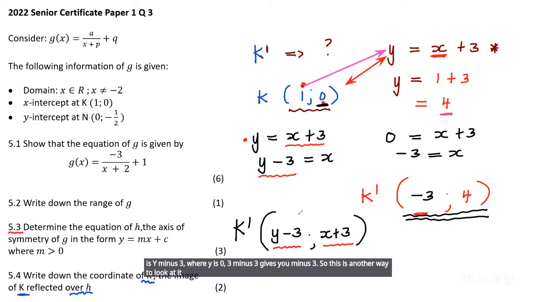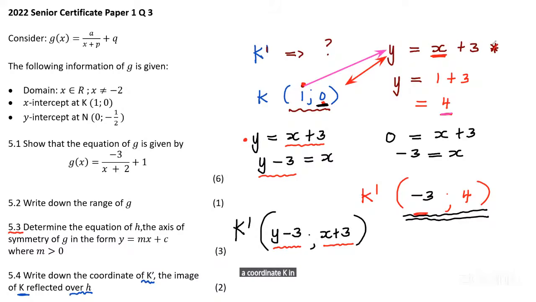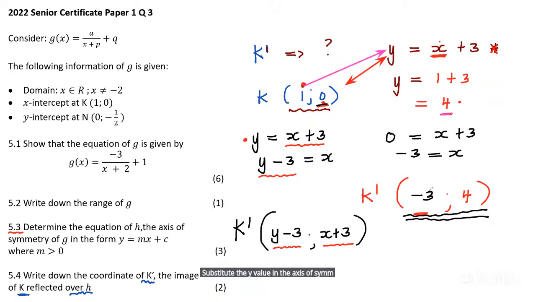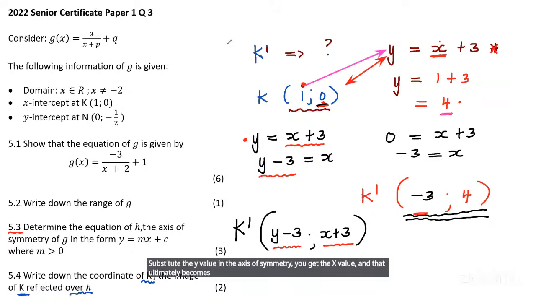So you are reflecting a coordinate K in the axis of symmetry. Just substitute the X value in the axis of symmetry, you get the Y value. Substitute the Y value in the axis of symmetry, you get the X value. And that ultimately becomes your answer in that particular case.